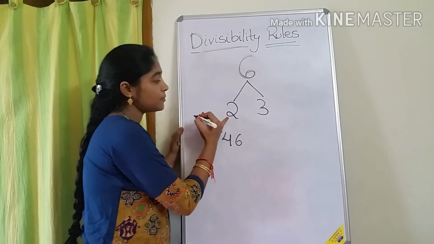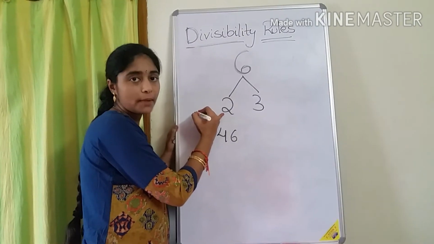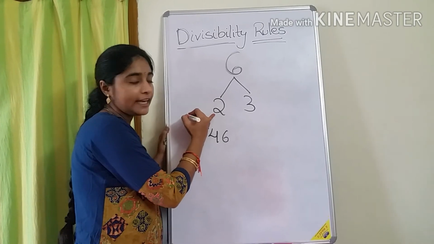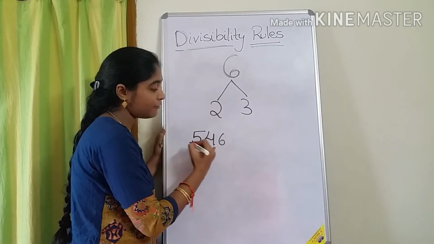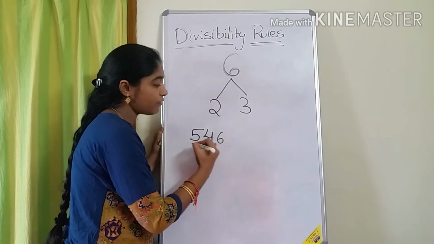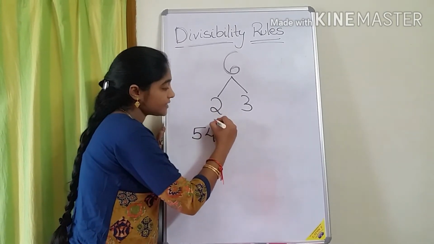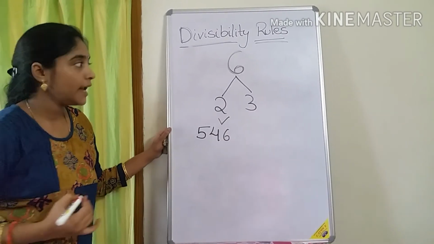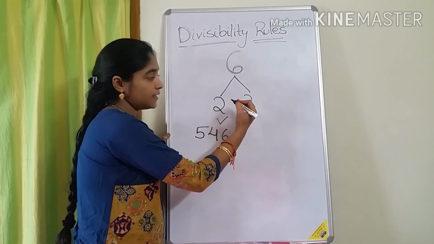What is the divisibility rule of 2? All even numbers are divisible by 2, or not? Even number or not? Let us check. 546. What is there in the ones place? 6. 6 is an even number. So 546 is an even number, so it is divisible by 2. Yes or not?